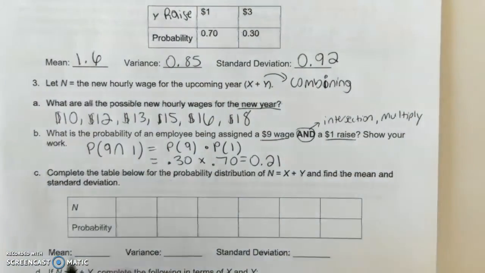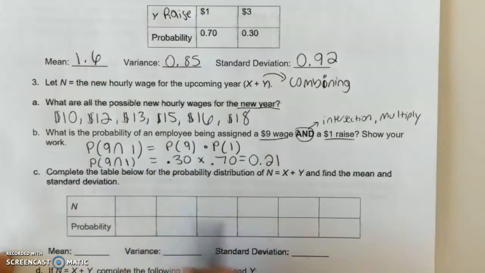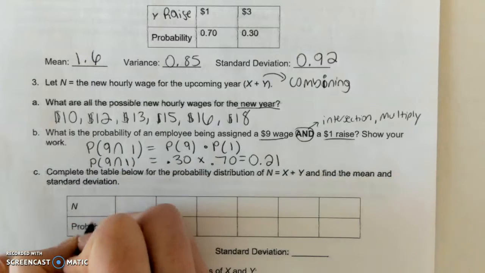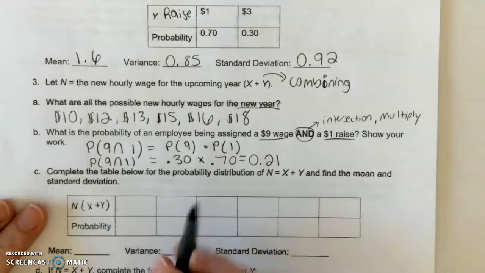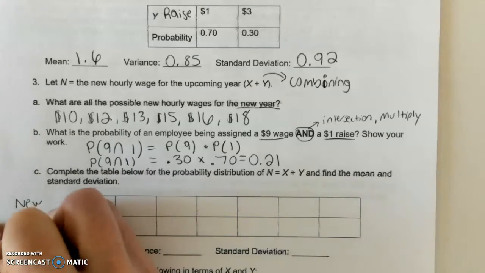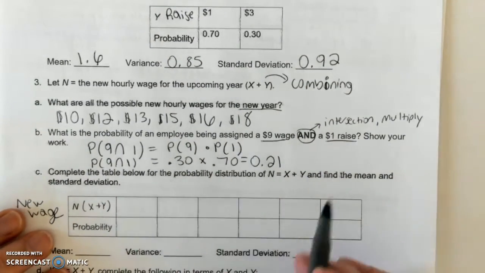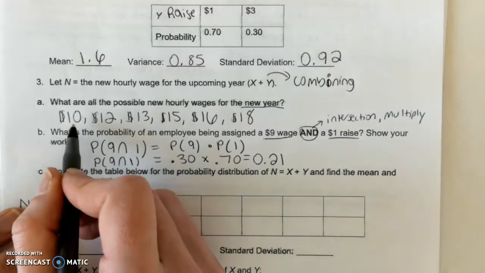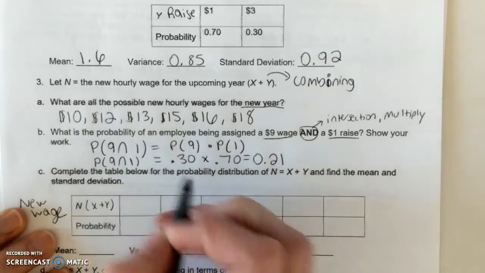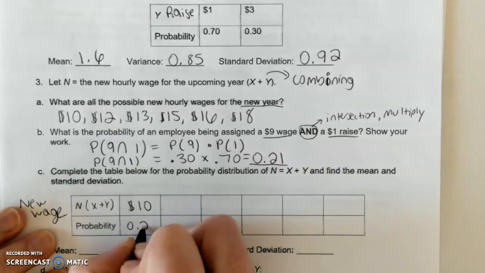All right, so now I know how to fill in the rest of this probability table for N, the combination, right? N, which is X plus Y, which is our new wage. And I do that by multiplying the probabilities right here. All right, so I'll do one more with you, and then I want you to fill in the table on your own. So the probability of 9 intersection 1 will give me a new wage of 10, right? 9 plus 1 is 10. So 10 here, the probability is 0.21.